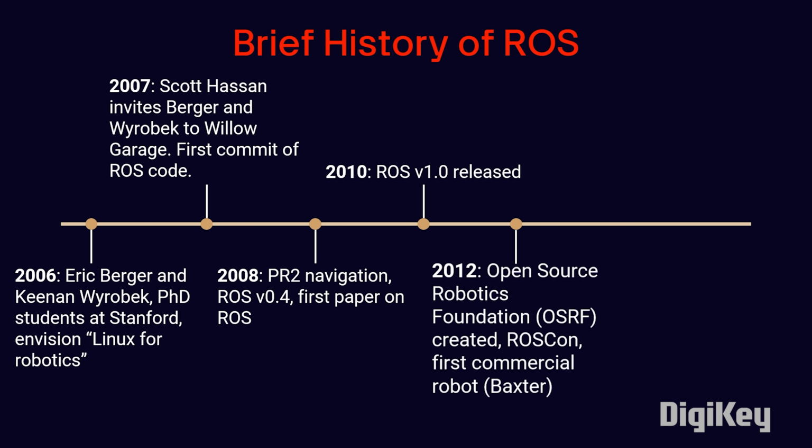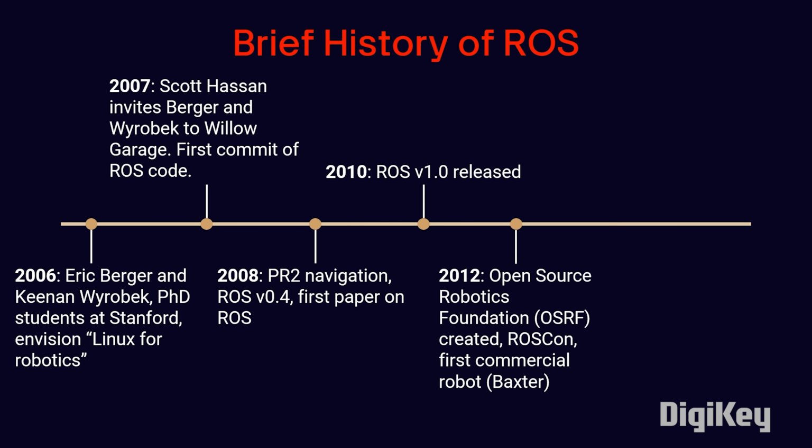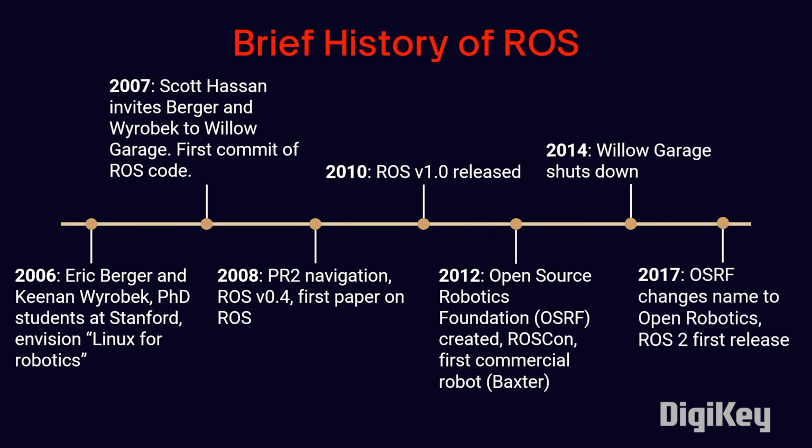Then, in 2012, Willow Garage created the Open Source Robotics Foundation, or OSRF, who are now the official maintainers of ROS. That was also the first year of the ROSCon conference, and the release of the first commercial robot that ran ROS, named Baxter. A couple of years later, Willow Garage was shut down. Its assets and most of the employees were absorbed into one of Scott Hassan's other companies, Suitable Technologies. Then, in 2017, OSRF changed its name to Open Robotics, and ROS 2 was released.